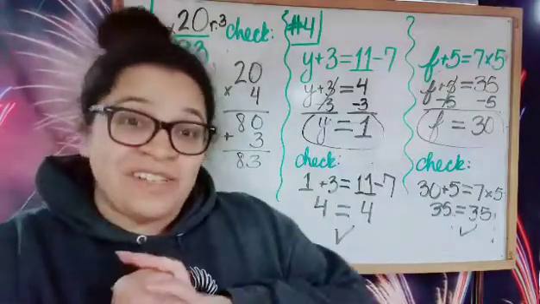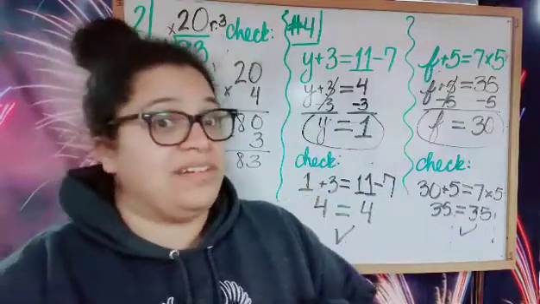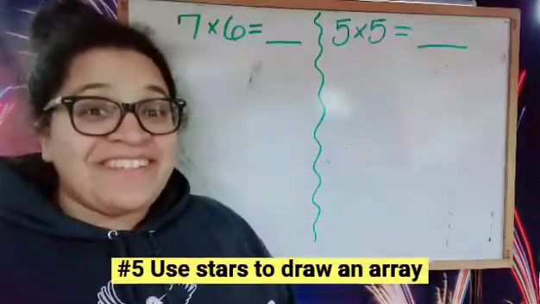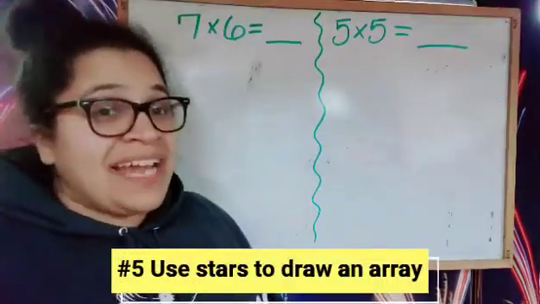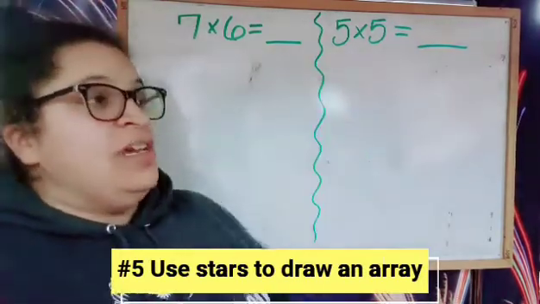You are in the driver's seat, but I'm going to go ahead and set up a space to do the array on the board. I'll be right back. All right, so for number 5A and 5B, we've been asked to use stars to draw an array for these multiplication sentences.